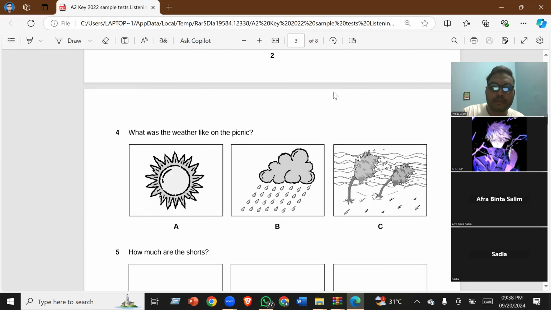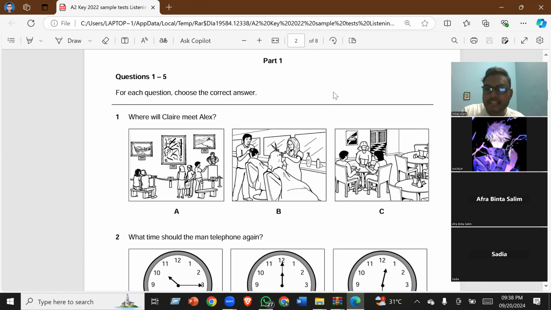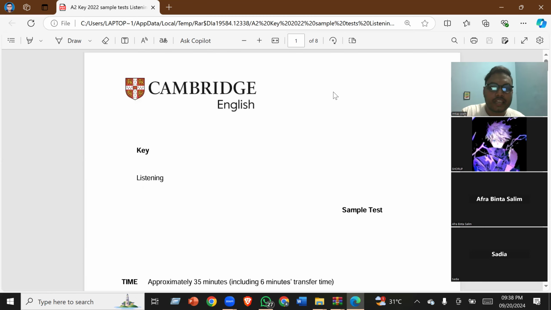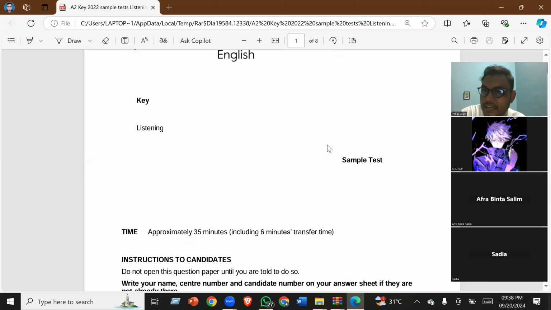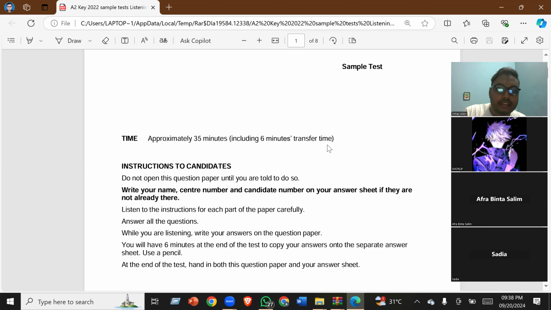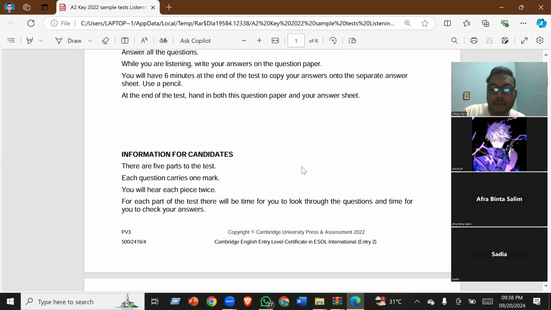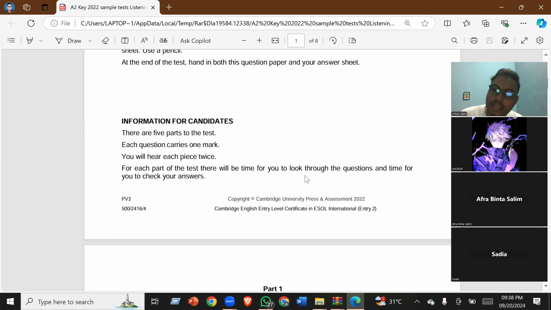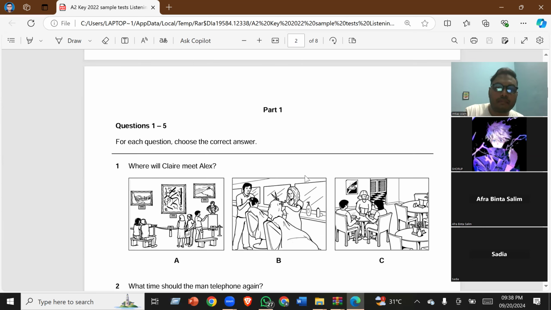You will have 5 parts, and I am revising everything. Okay. First thing, you will have 35 minutes. Basically, you will have 29 minutes, and then you will have 6 minutes to transfer your answers from the question paper to your answer sheet. Then you will have 5 parts. After each and every part, there will be a little time for you to check your answers. Each question will carry 1 mark. Each question will be played twice. Okay, there will be 5 parts.